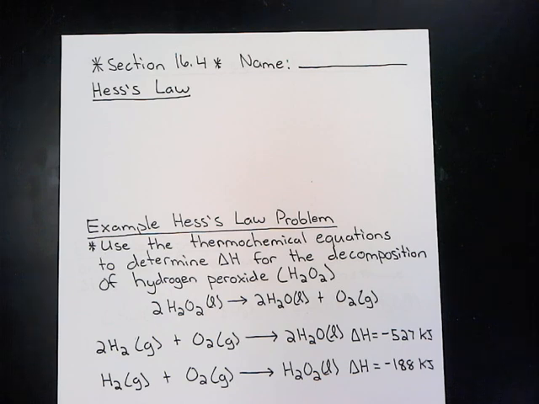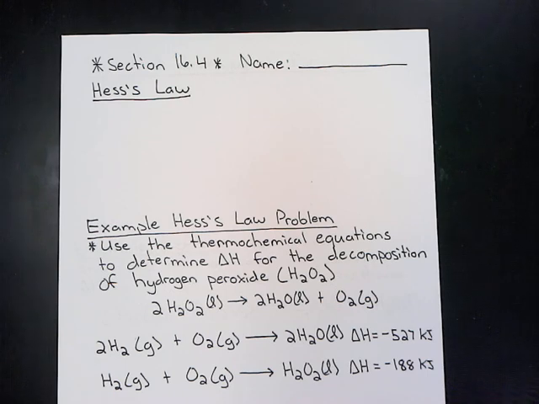Objective number 1, use Hess's law of summation of enthalpies of a reaction to calculate the enthalpy change for a reaction. Objective number 2, explain the basis for the table of standard enthalpies of formation. Objective 3, calculate delta H of the reaction using thermochemical equations. And then objective number 4, determine the enthalpy change for a reaction using standard enthalpies of formation data.